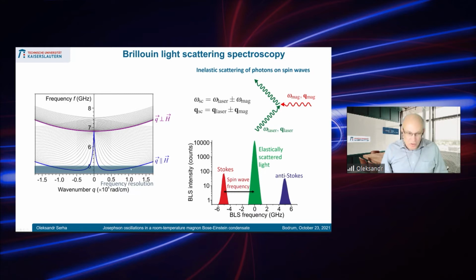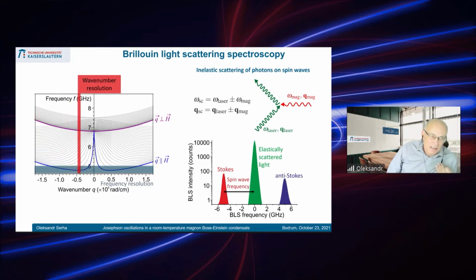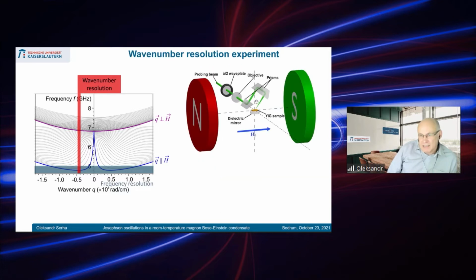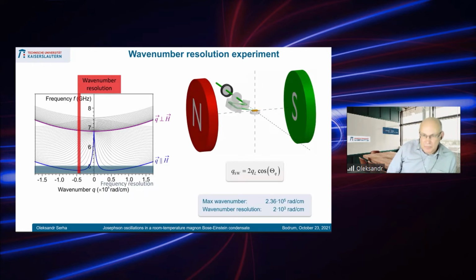In order to resolve this wave number uncertainty, we introduce additional wave number resolution in our system. It can be done by changing the direction of the probing laser beam. With such a setup, we can change the direction of the probing laser beam and determine which wavelengths of the spin waves we observe, as it will be exactly two wave numbers of the probing light multiplied by the cosine of the probing angle of our laser beam. So we can have very good wave number resolution, approximately 1% relative to the maximal achievable wave number in our system.